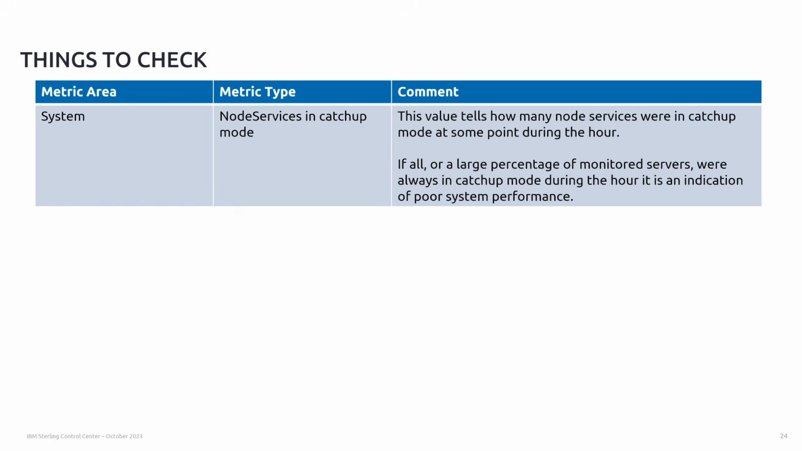Node services in catch-up mode: you want this to be low, because if it's high, that means Control Center is having trouble, if you will, keeping up with what's going on on those monitored servers. At startup, you'll see these values be high, but over time, it should be low.